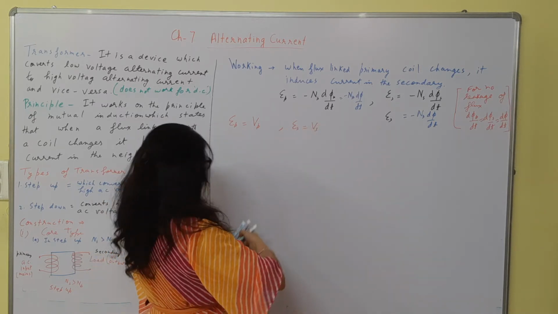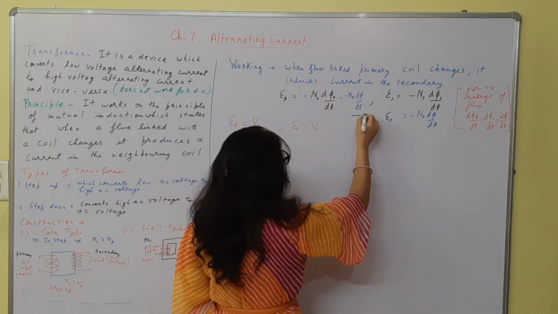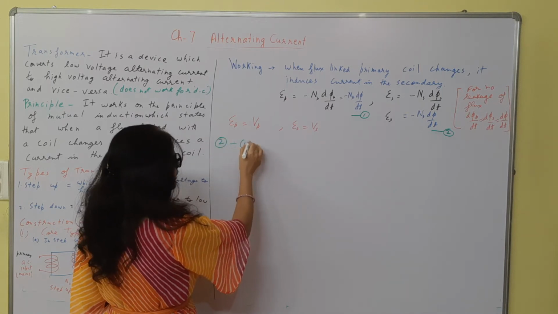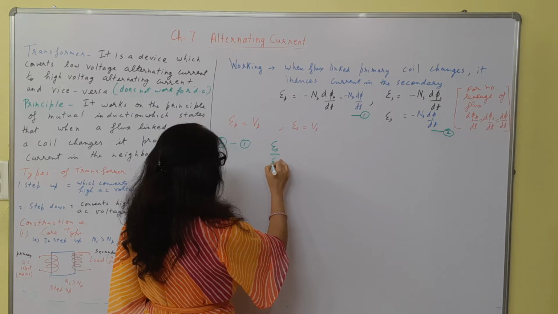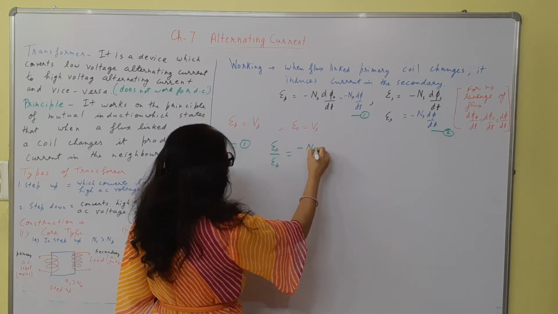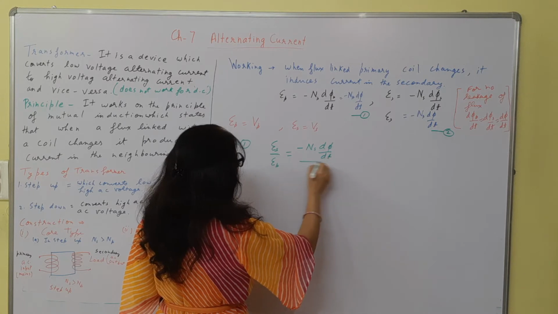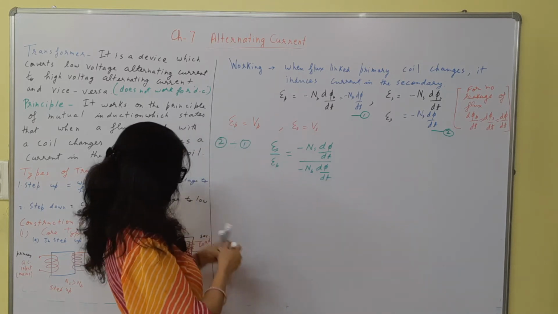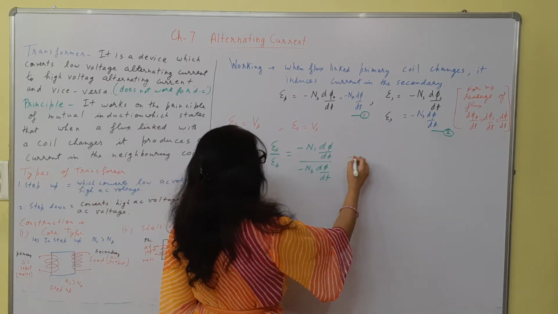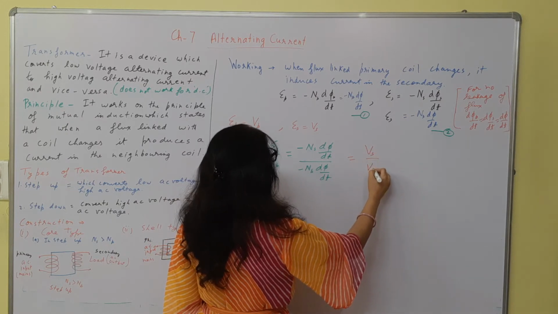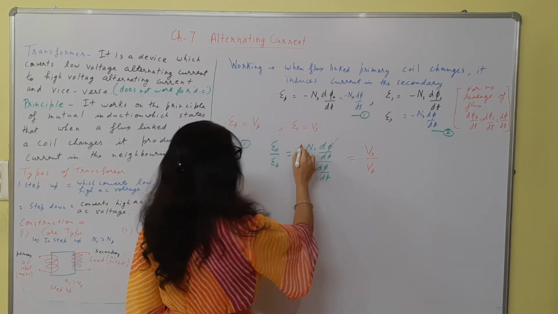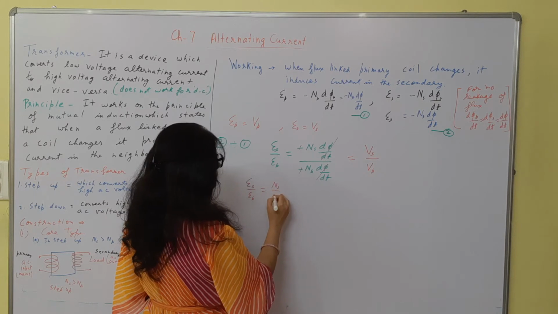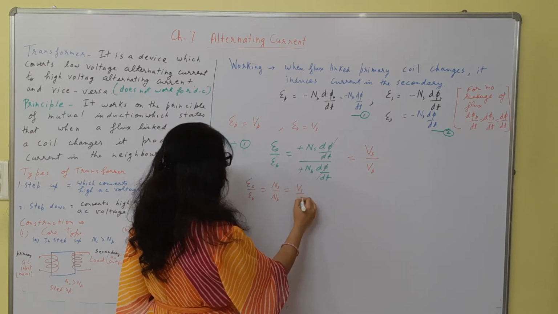I take this equation as 1 and this equation as 2. So 2 divided by 1 will give me ES upon EP is equal to minus NS d phi by dt upon minus NP d phi by dt, and this will also be equal to Vs upon Vp. So this will be cancelled, this will be cancelled. So you can write down Es upon Ep is equal to Ns upon Np is equal to Vs upon Vp.